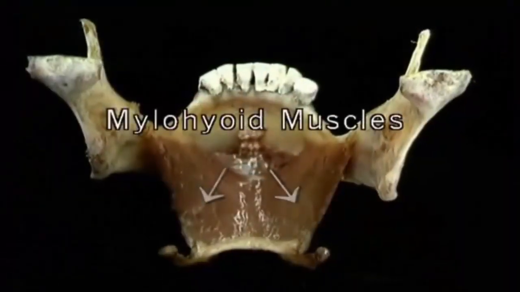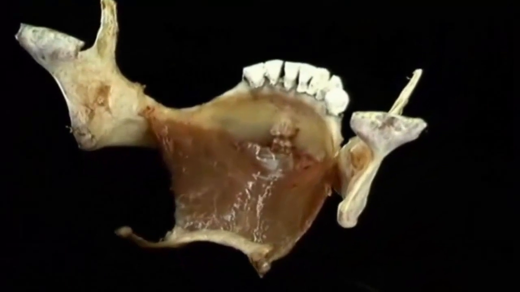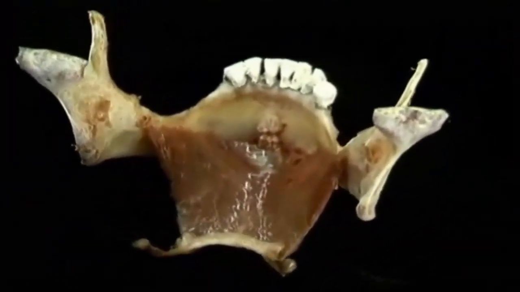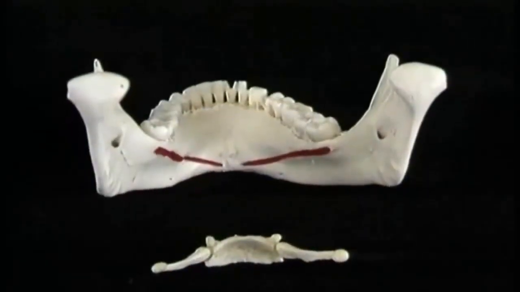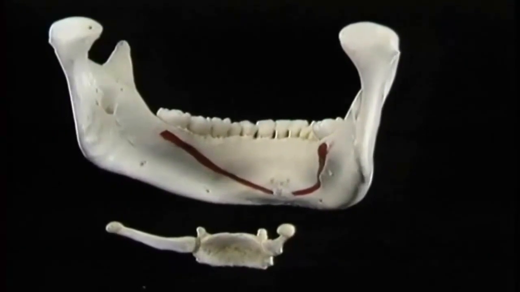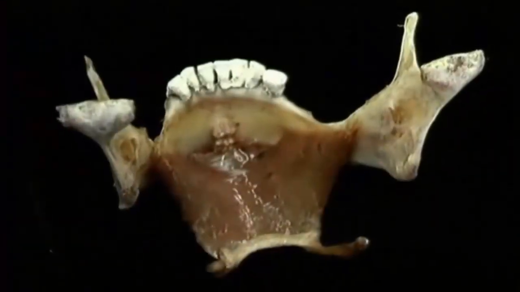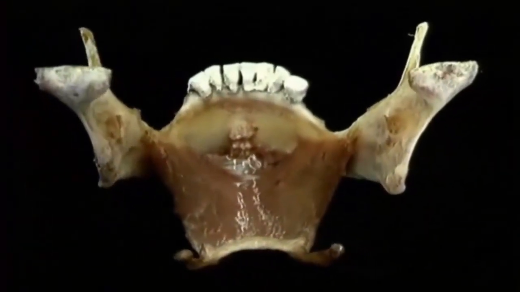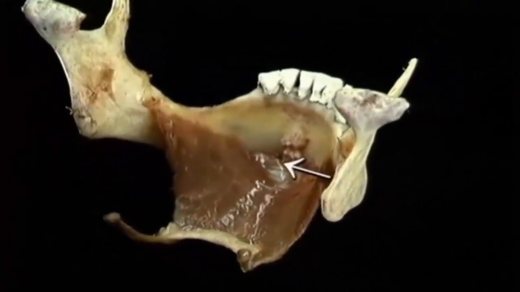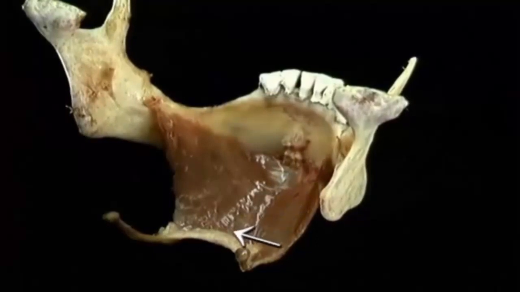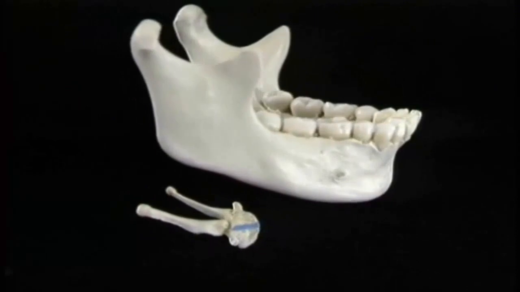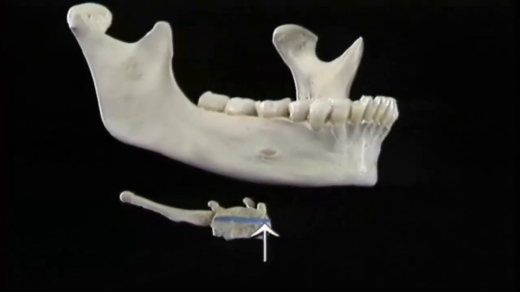Here are the 2 mylohyoid muscles. Between them they form a continuous sling of muscle that forms the mobile floor of the oral cavity. The mylohyoid muscle arises from the mylohyoid line on the mandible. Most of its fibers pass downwards and medially, joining in the midline with the fibers from the opposite side, all the way from the symphysis of the mandible to the body of the hyoid bone. The more posterior fibers of the mylohyoid insert here on the body of the hyoid bone.